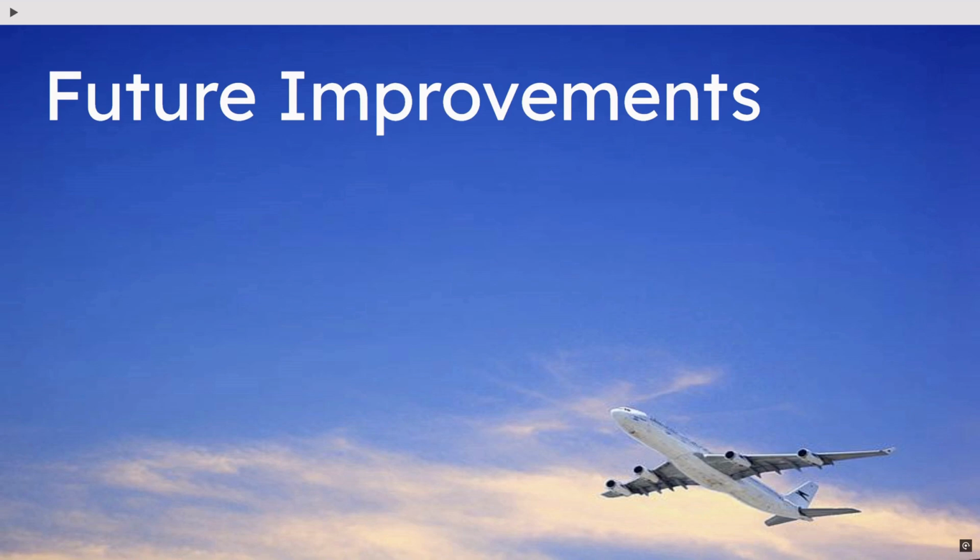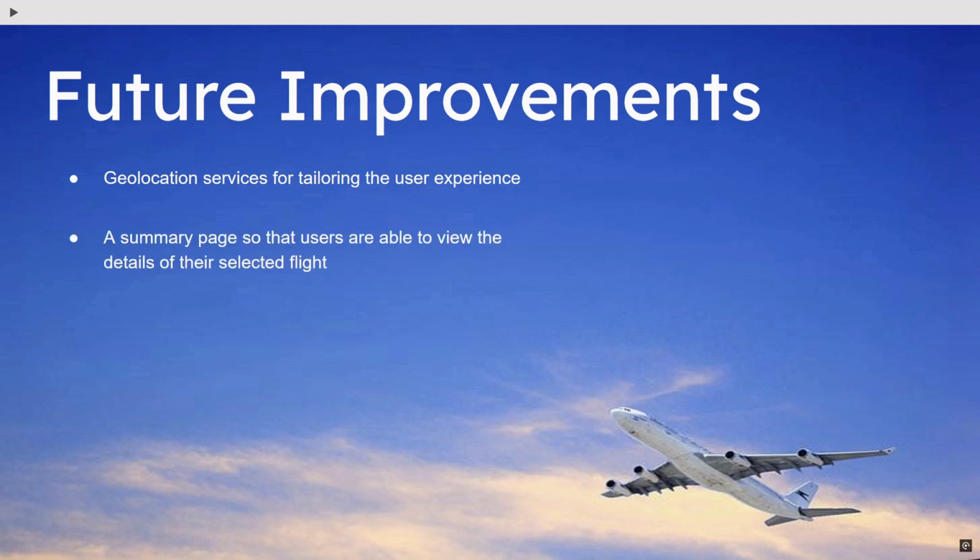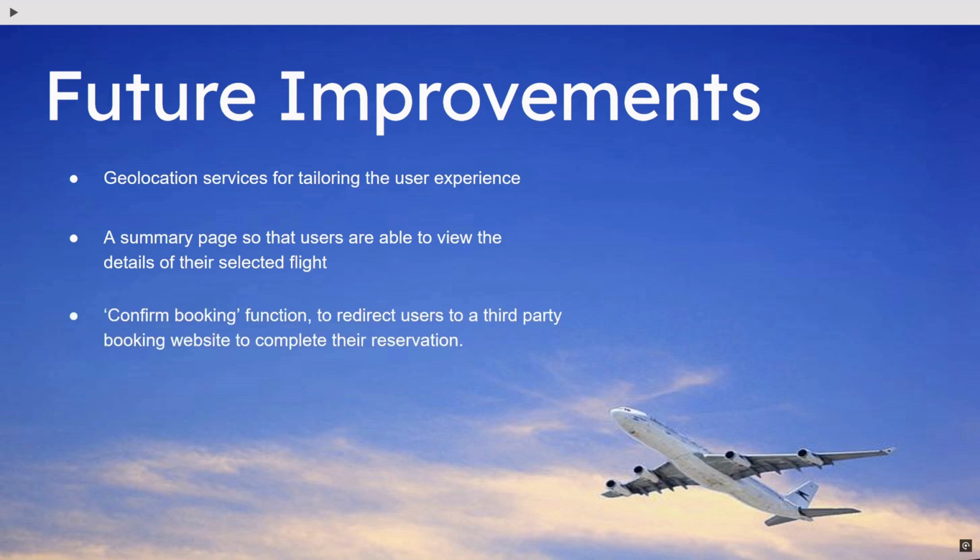Future plans for Aero Atlas include geolocation services for tailoring the user experience, a summary page so that users are able to view the details of their selected flight, and a confirm booking function that will redirect users to a third-party booking website to complete their reservation.